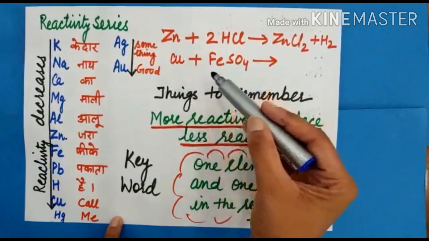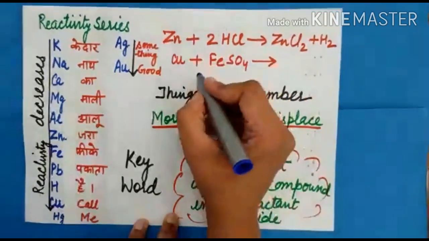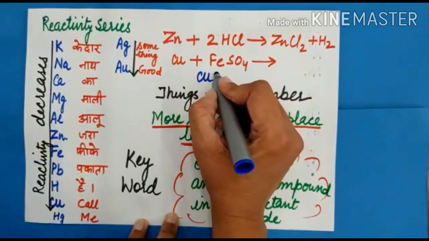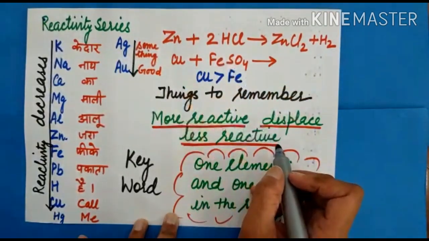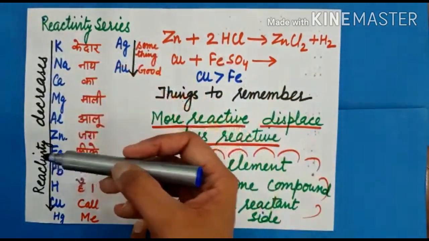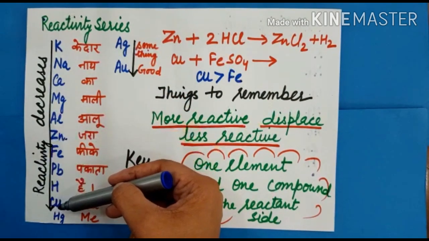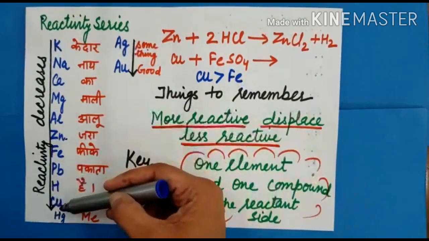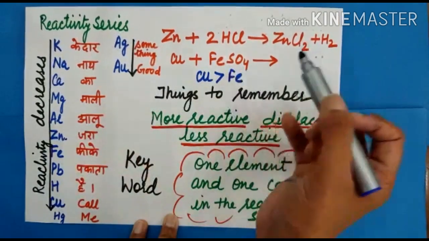Yes, copper reacts with ferrous sulfate. So it means copper should be more reactive than Fe. Then this reaction is possible. But here you can see copper is placed after the Fe. So copper is less reactive than Fe. So this reaction is not feasible.